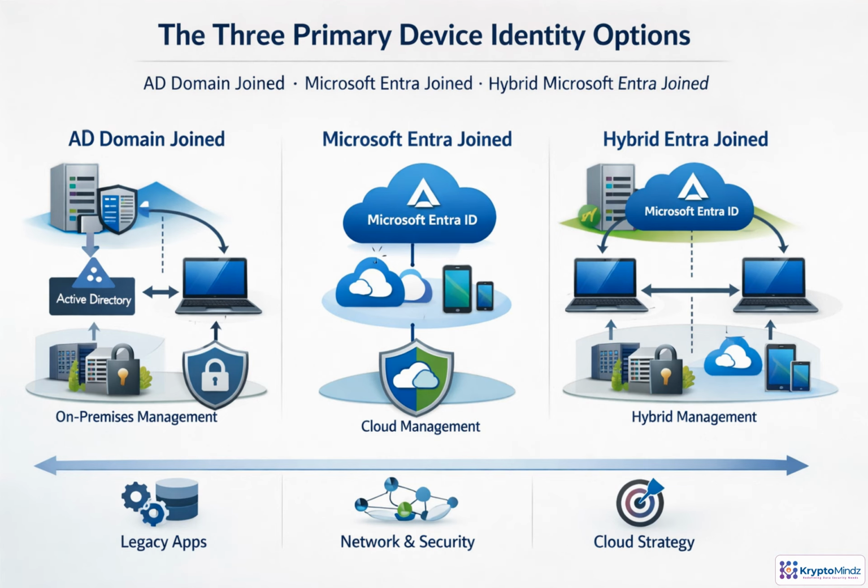At a high level, each model places device trust in a different place. Domain join centers the device in on-premises Active Directory, which fits legacy apps and traditional management. Microsoft Entra join makes the cloud the authority, reducing network dependency and aligning with Intune and modern access. Hybrid Entra join keeps the AD computer account while also registering the device in Entra ID. The right choice depends on app dependencies, management tools, network design, and your target state.